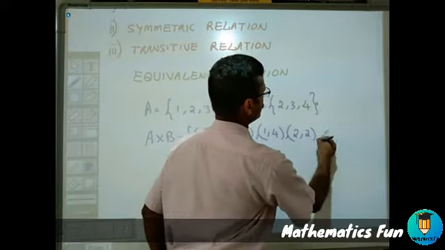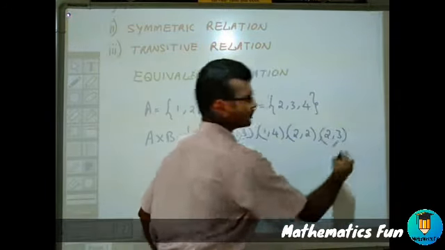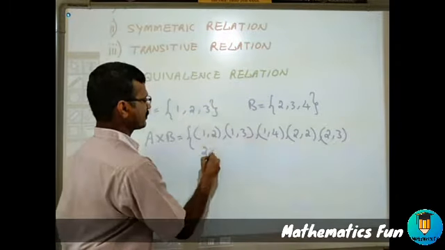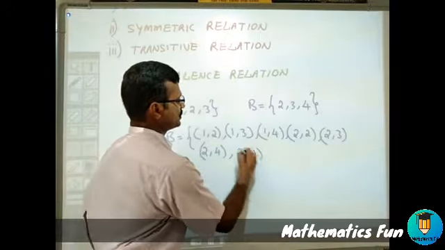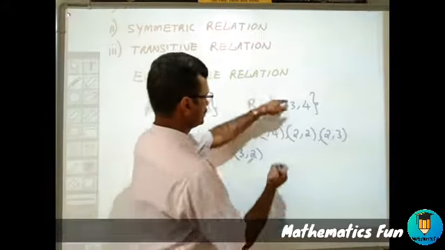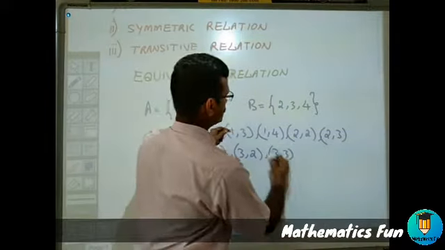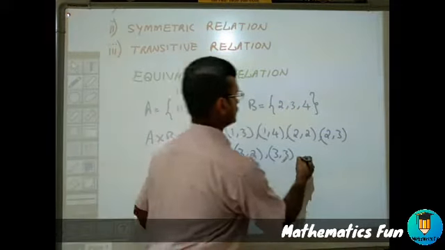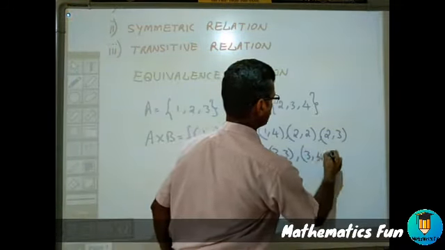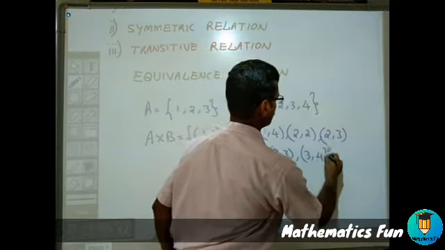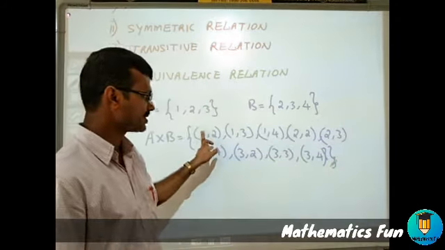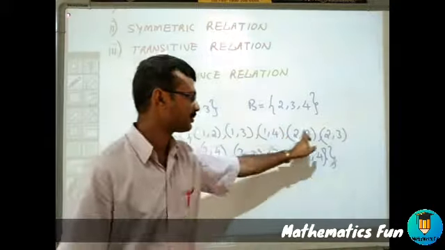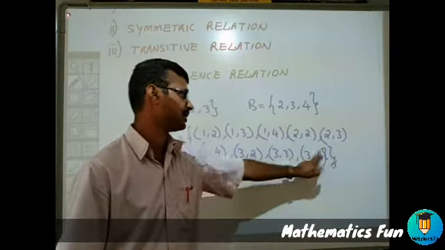(2, 2), (2, 3), (2, 4), (3, 2), (3, 3) and (3, 4). So here if you observe the total number of elements, you will be able to see 9 elements: 1, 2, 3, 4, 5, 6, 7, 8, 9.